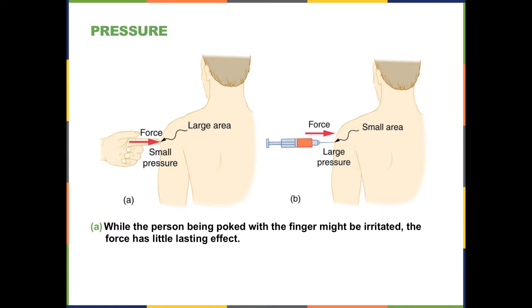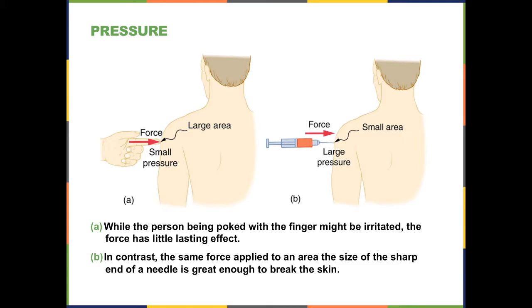square foot. Now when a person is poked, they are poked, let's say, with the same force. And in one sense, in the first sense, A, they're poked with a finger, which has a fairly large area. Therefore, the poke might be a little bit irritating because the pressure is fairly small. But if the area is very small, then the poke becomes much more irritating because the pressure becomes large and the skin is actually broken.